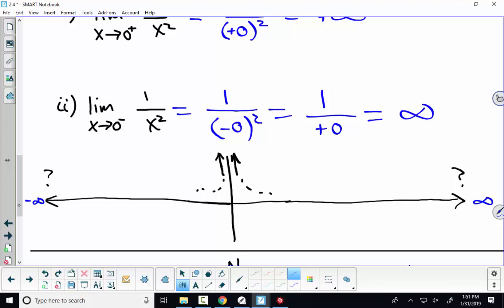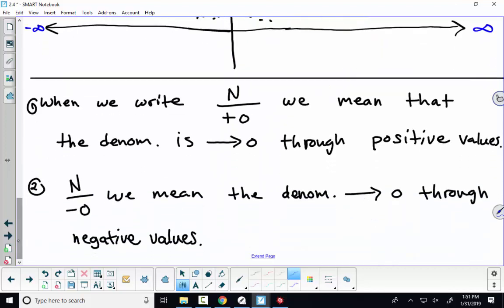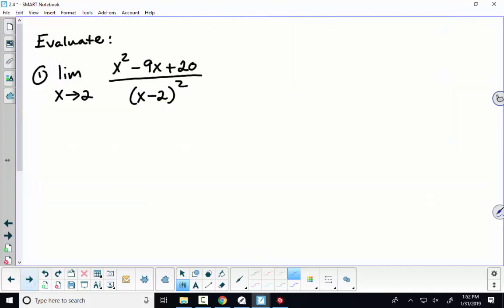So does everyone have what they need here? Move on. So here's another example. Evaluate the limit as x approaches 2 of the given function.